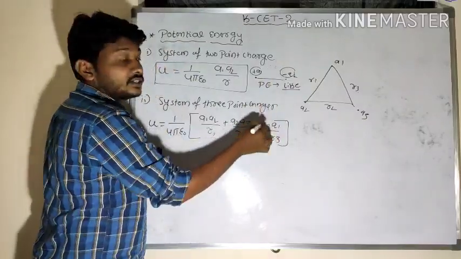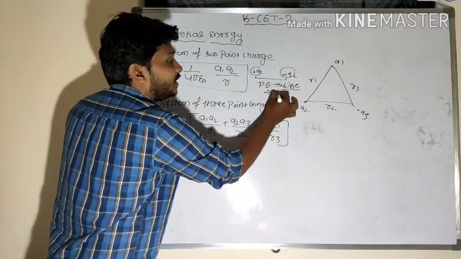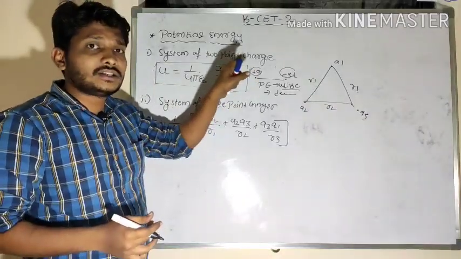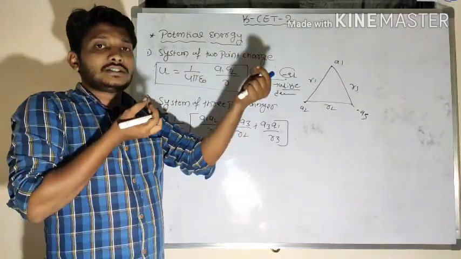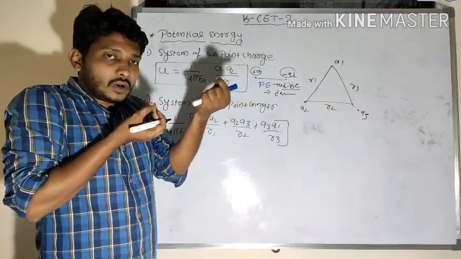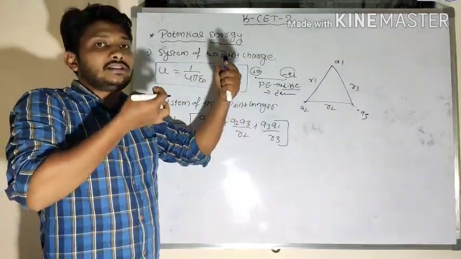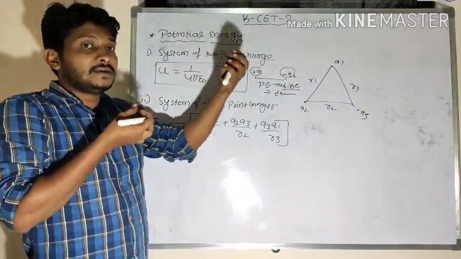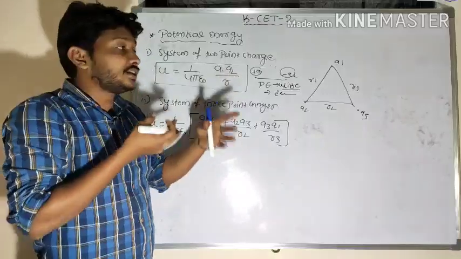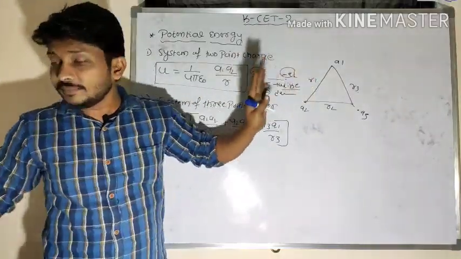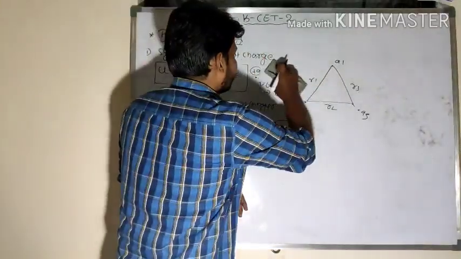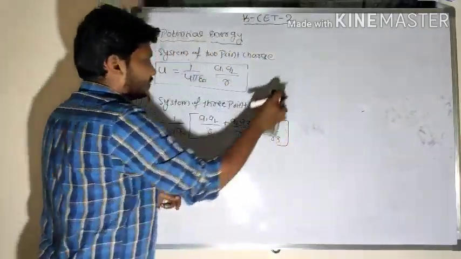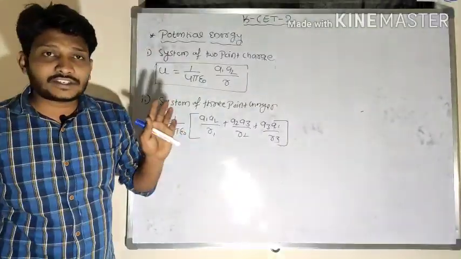For unlike charges, potential energy decreases. So remember one point here: in a system of 2-point charges, if one charge is brought closer to another and these two charges are like charges, the potential energy value will increase. If these two charges are unlike charges, the potential energy value will decrease. So I got the equation for a system of 2-point charges as well as a system of 3-point charges.